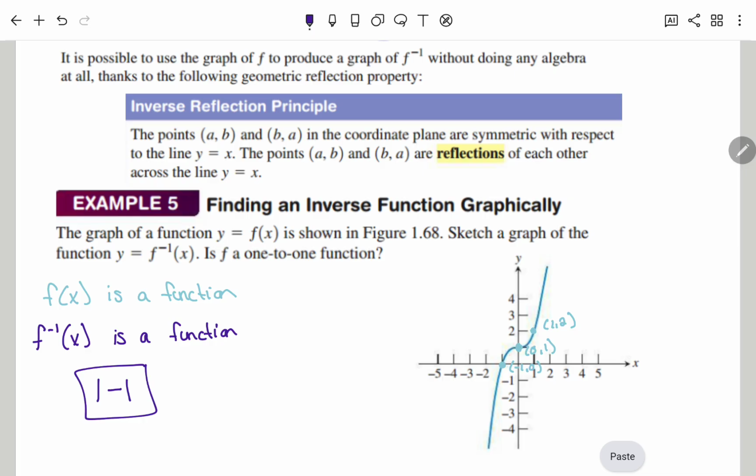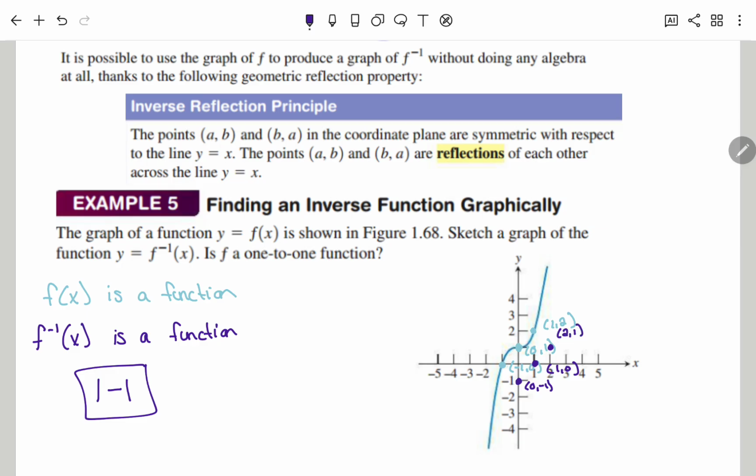So if I have -1, 0, I know 0, -1 is on the inverse function. I just switched those numbers. If 0, 1 was on the original function, 1, 0 is on the inverse function. And if 1, 2 is on the function, 2, 1 is on the inverse function.